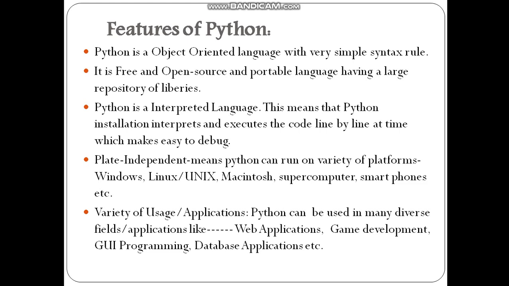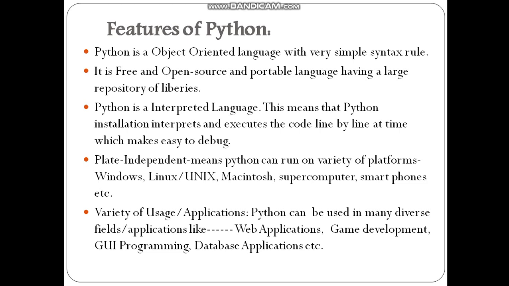Number one, it is an object-oriented language with very simple syntax rules. Object-oriented languages are the languages which give more focus to the object. Object means that for which you are doing the program. What is the main object for which you are writing the program? And it has very simple syntax. Syntax means the rule. You can term syntax as a grammar, as you use the word grammar in other languages. You can also term it syntax in a computer programming language.